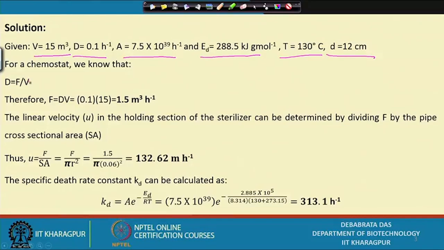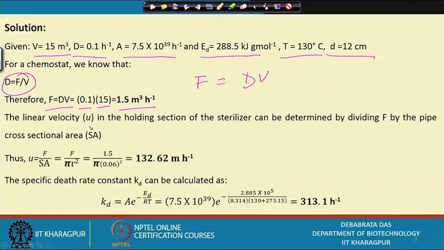Now, if you look at the dilution rate, how do you define dilution rate? Dilution rate equals F by V. So, we can write F equal to D into V. Am I right? This is already what is written here. So, D, we know the dilution rate, we know the volume. So, we can find out the volumetric flow rate of the liquid.